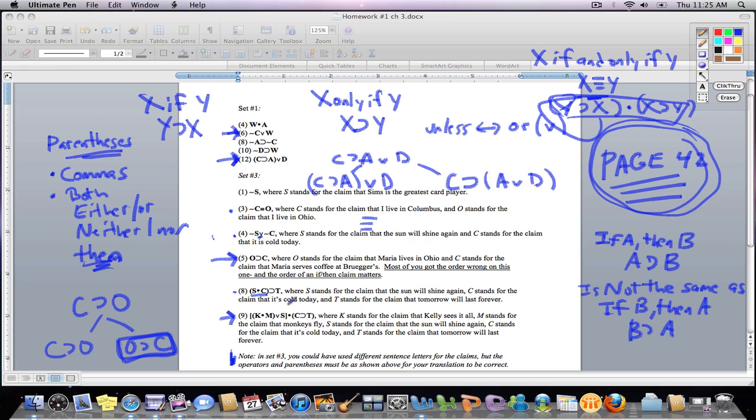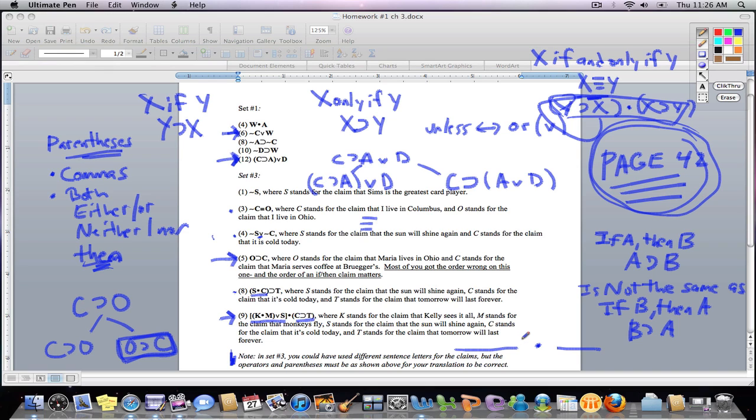Okay, number 9, complex claim here. We have either Kelly sees it all and monkeys fly, or the sun will shine again, comma, and if it's cold today, then tomorrow will last forever. That comma that appears in problem number 9 tells me that this group is separate from this group, and that's sort of how you should think about it. Just after the comma we have the word and, so you sort of start out as you're cracking the translation here. I got an and, then I got something to the left, then I got something to the right. What's going to go to the left and what's going to go to the right?